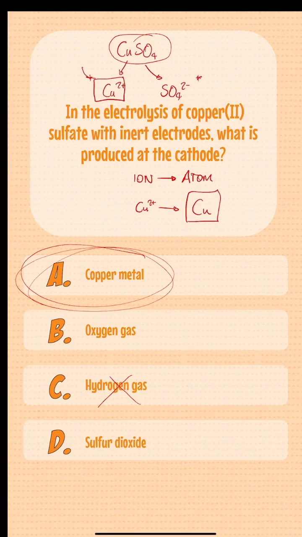At the cathode, it's always to do with the positive ion because the cathode is the negative electrode. The ion turns into atom. So your Cu2+ turns into Cu atom, okay? Hopefully you'll get this by the end of the session.